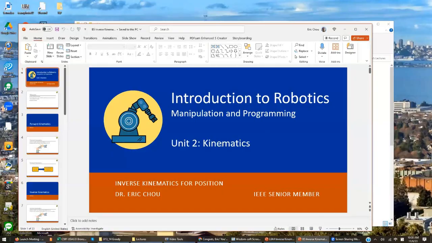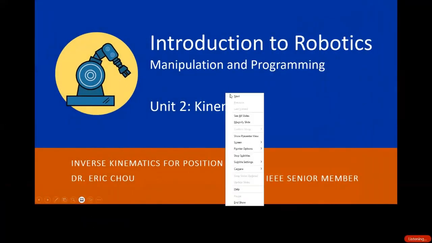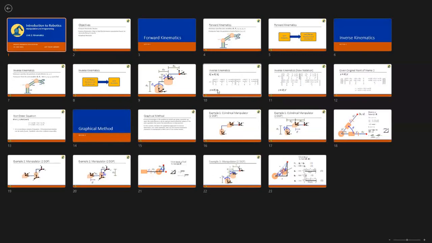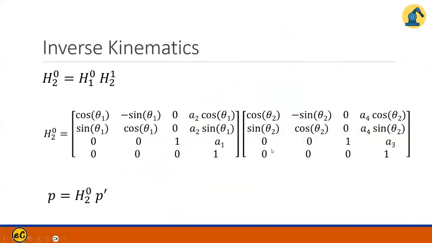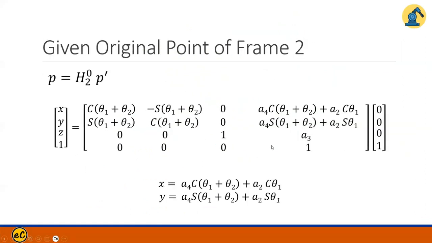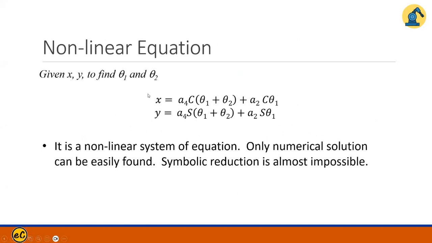There are many ways you can solve it. It's mostly using the trigonometric methods. So we do have this one, set up the matrix like this. So let's assume that we want to solve a nonlinear equation. We know the x, y where it is, and you go backward to find out what theta 1, theta 2 is. This is assuming you have a robot arm with two rotators, theta 1 and theta 2.